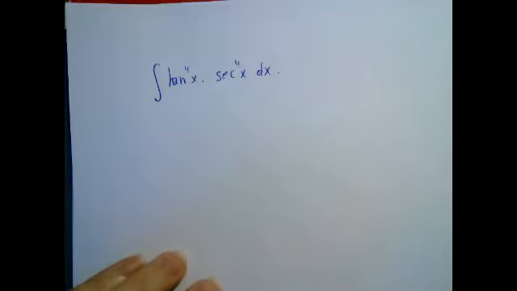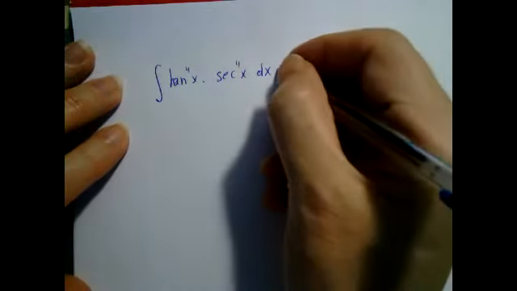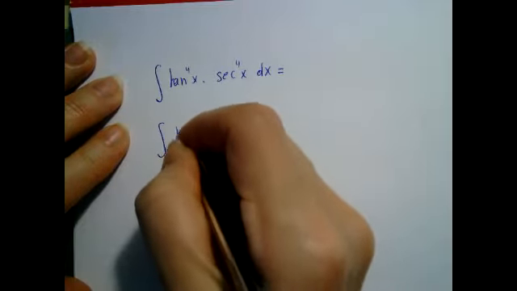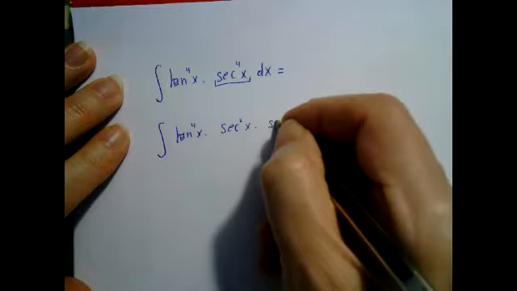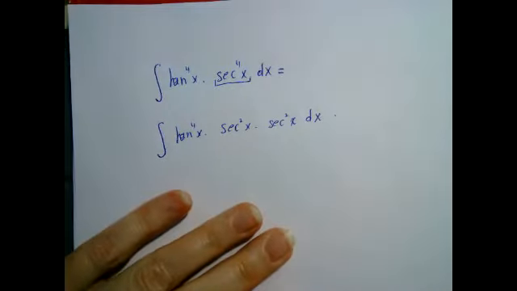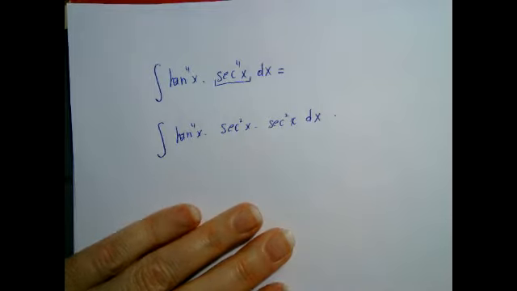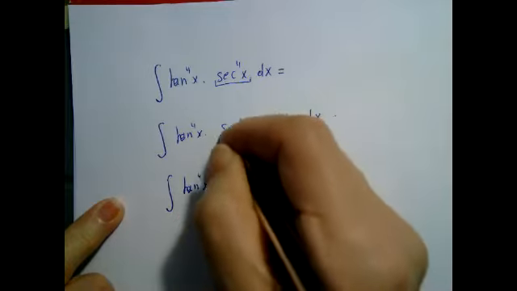Anybody with any idea, let me know. Split secant to the fourth into secant squared and secant squared, and then make one of the secant squareds tangent squared plus 1. Okay, what's your end goal? So she wants me to split this. And what do you want me to do after that? Make one of the secant squareds tangent squared plus 1.